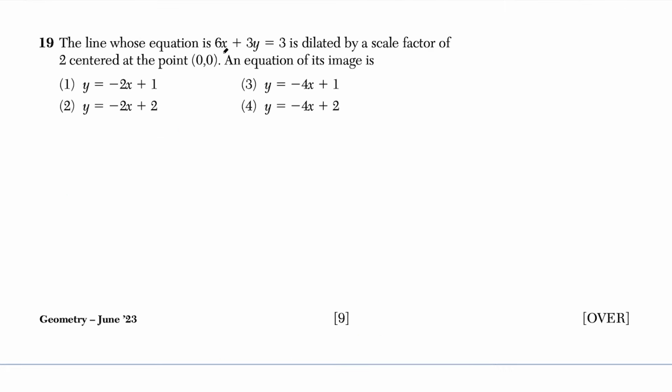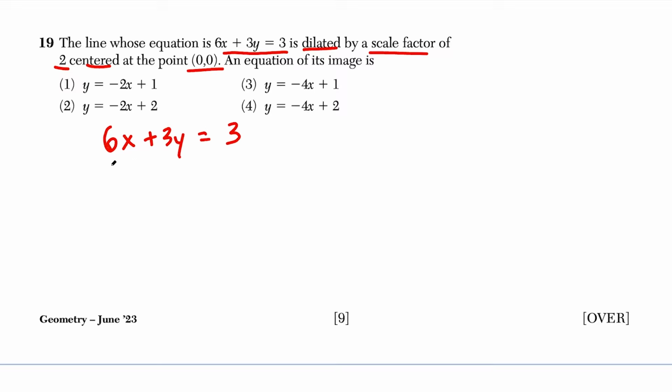Question 19, we have a line whose equation is given here, and we're going to dilate this line by a scale factor of 2. And the center we're using is 0, 0. So we're using the origin. And we want the equation of the image. So for this one here, we need to identify the slope and y-intercept to be able to do this.